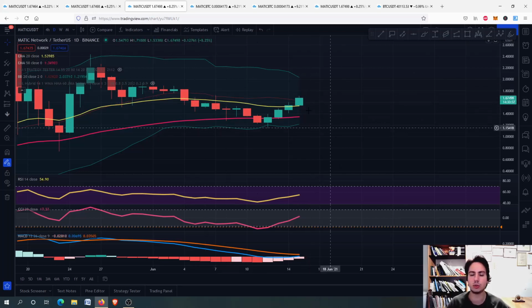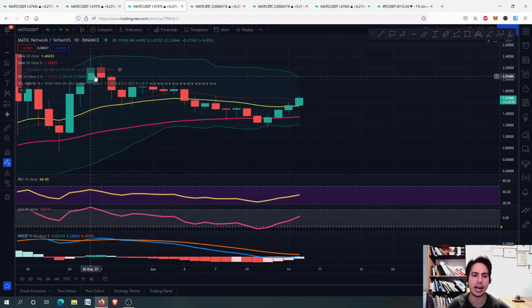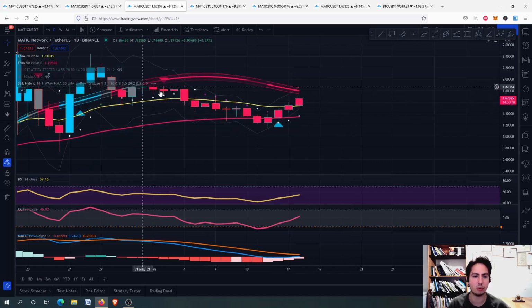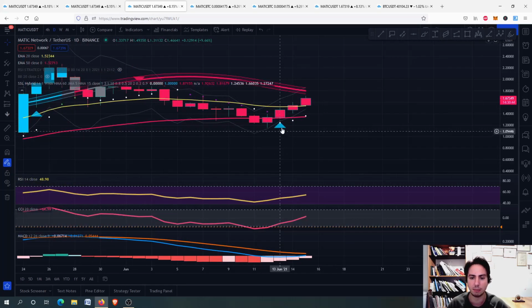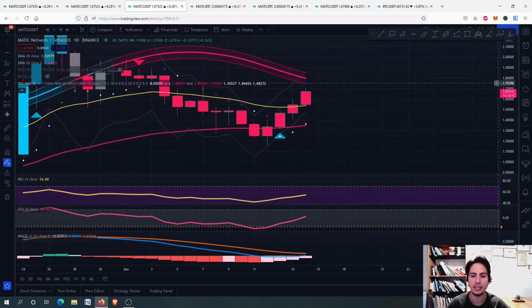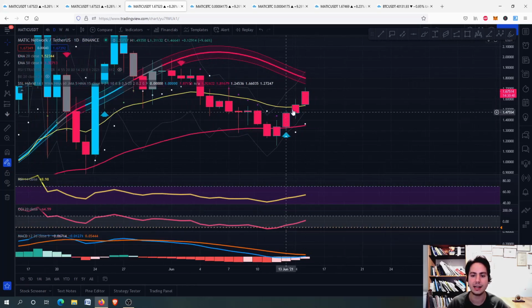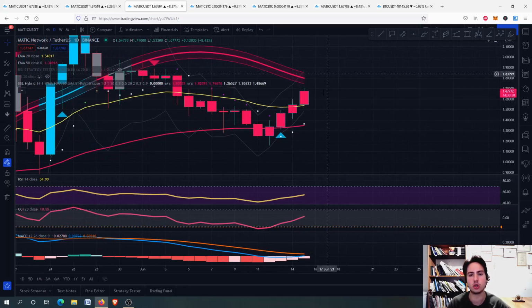So either we can go down, or we can go upwards as well. Let's see a bit the SSL hybrid, guys, and of course hide the Bollinger Bands. I want to see the SSL hybrid because it has some good buying opportunities. For example, here you can see the blue arrow. It tells us that we should buy. Now we don't have a red arrow that we should short, we should sell.